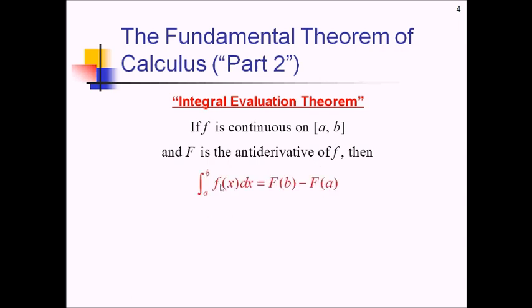The integral of your function from a to b is equal to the antiderivative with the upper limit plugged in minus the antiderivative with the lower limit plugged in. So what this is basically giving you is the area under the curve of f between a and b.